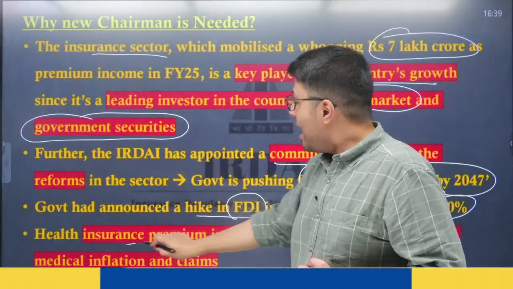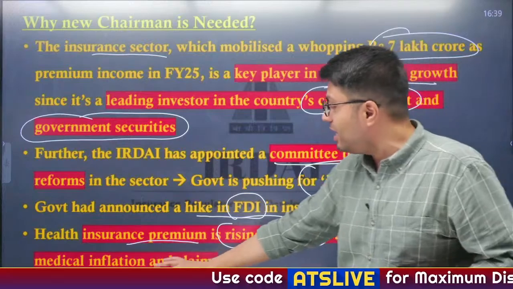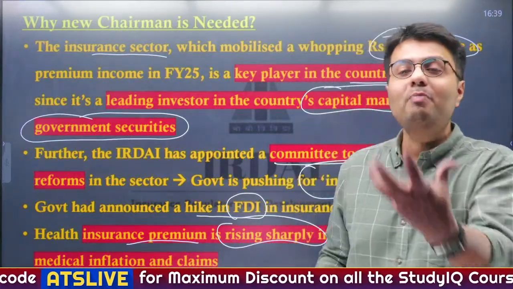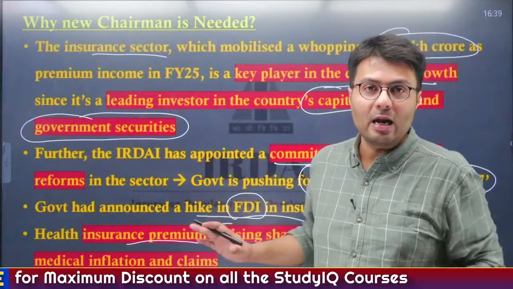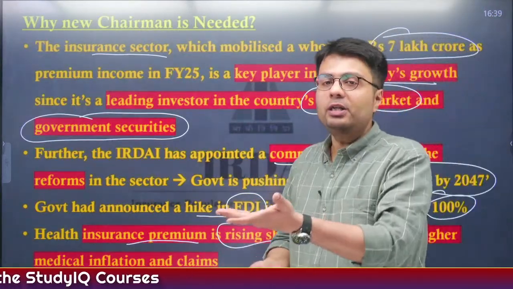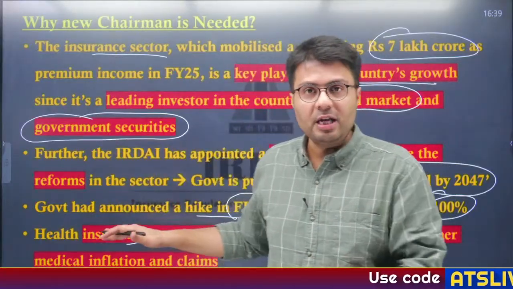And also health insurance premiums in recent times have risen sharply in the wake of higher medical inflation and claims. Even for the health insurance I bought, the amount of money that I paid this year was 2,000 more than last year. Understood? So these are the worries and opportunities of the sector, and you need a stable regulator with a chairman to oversee the changes.